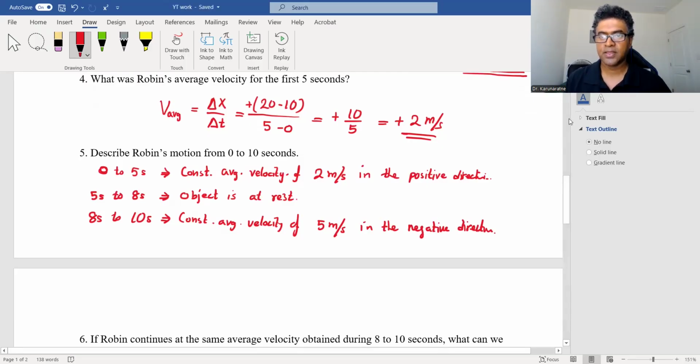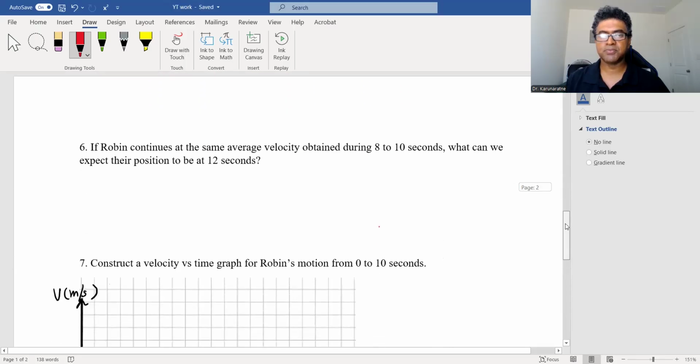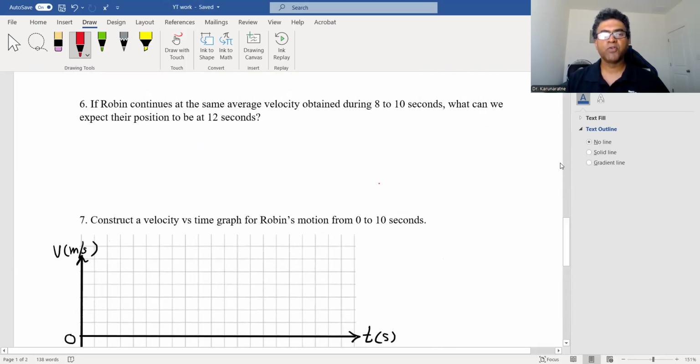Okay, so let's look at problem number 6. If Robin continues at the same average velocity obtained during 8 to 10 seconds, we know that is minus 5 meters per second, what can we expect their position to be at 12 seconds?